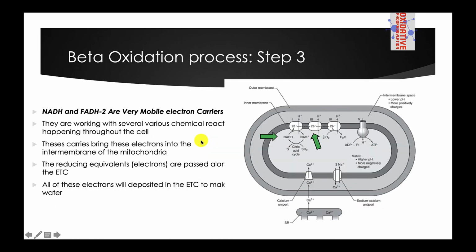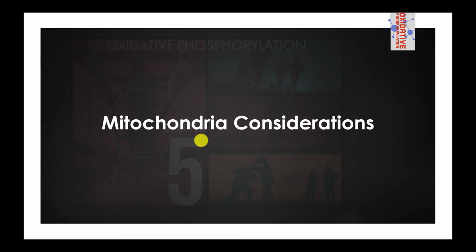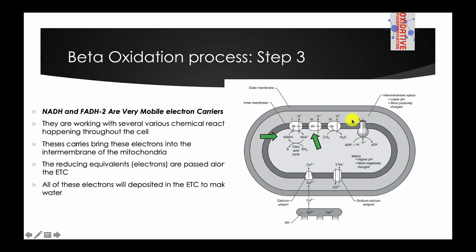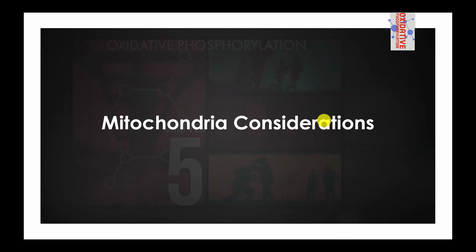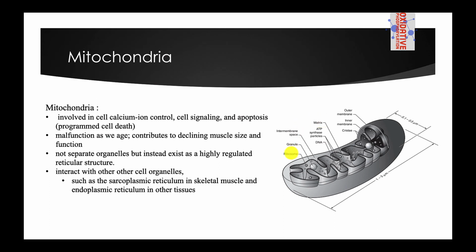So let's talk a bit more now about mitochondria, and we'll look at this electron transport chain with a little more detail, and we'll get into more of the nitty-gritty in the upcoming slides. Just in case you're not familiar with the mitochondria, let's go over some basics. It is involved in calcium ion control. It is not just the powerhouse of the cell, but it is also involved in cell signaling. It also plays a role in apoptosis. So it has several functions other than just creating energy.